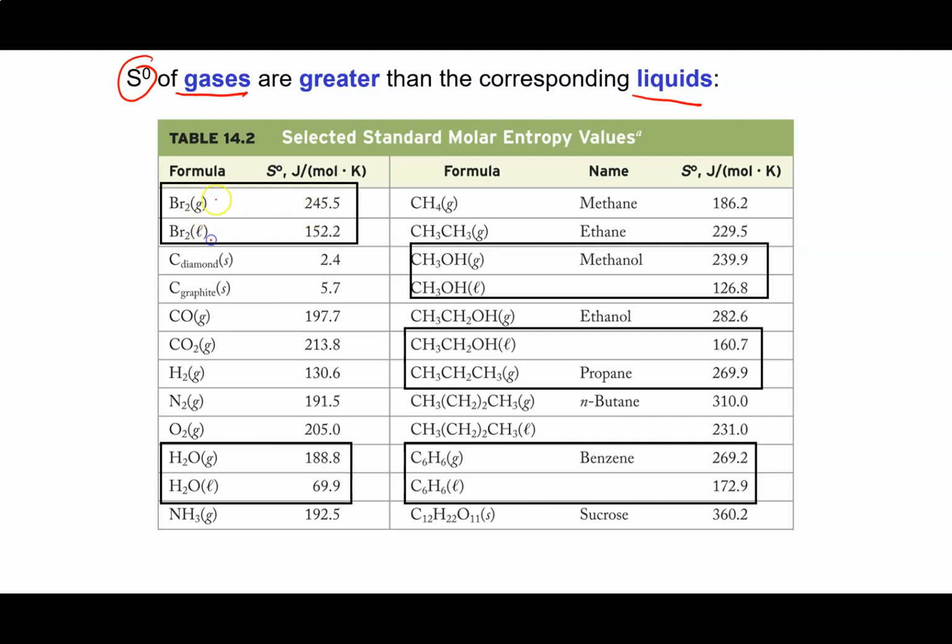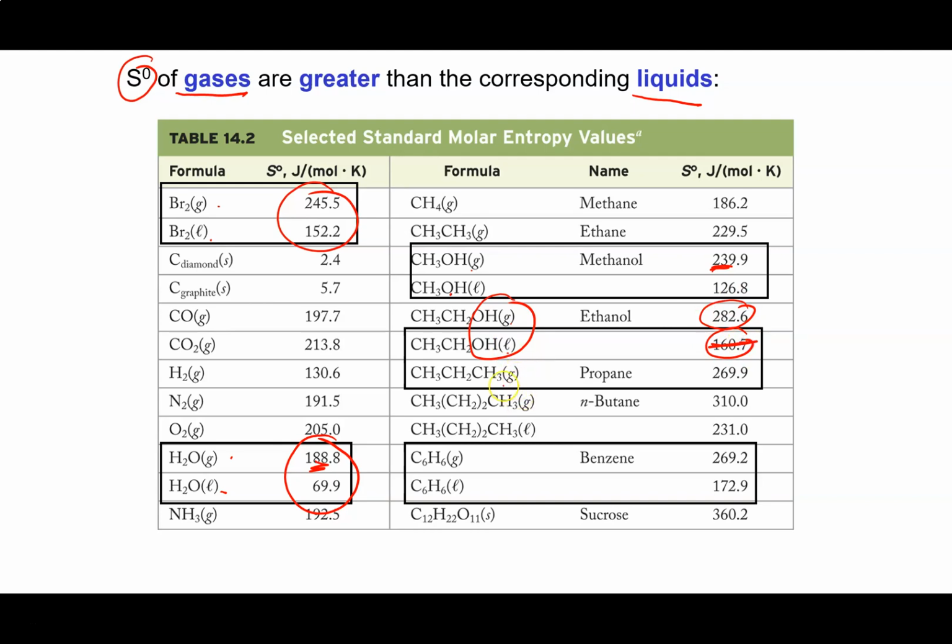So here we've got liquid bromine versus gaseous bromine. You can see the gas has a much bigger standard molar entropy. Liquid water versus gaseous water, and again the gaseous form has a much bigger entropy. And all the way through here, liquid methanol versus gaseous methanol, the gaseous has a much bigger standard molar entropy. This is ethanol. So in here, ethanol, there we go. So we've got liquid ethanol versus gaseous ethanol. Gaseous is a lot bigger.